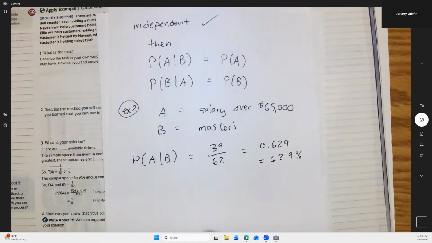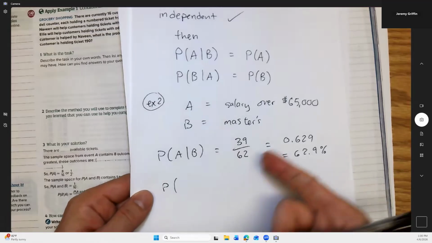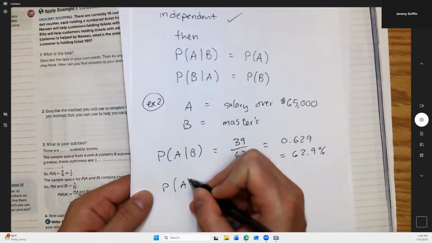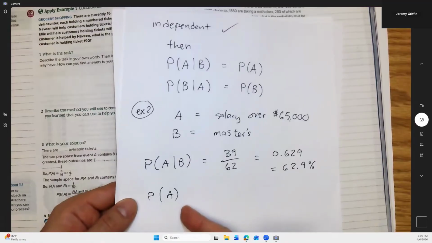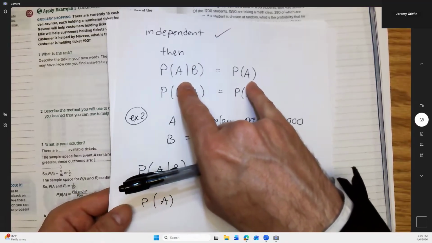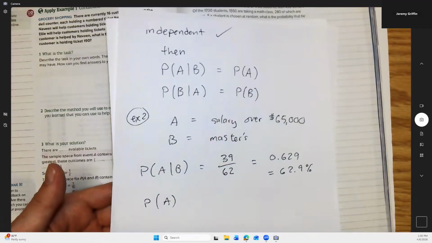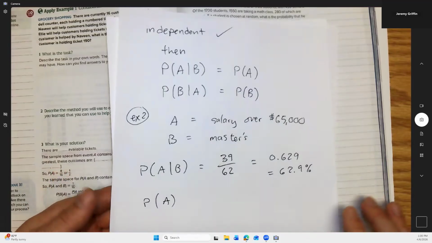Now, what's the probability of just earning over $65,000, which is just A itself? Because if the conditional probability and the regular probability are the same, then I can say these events are independent, that earning the salary has nothing to do with what degree you have.